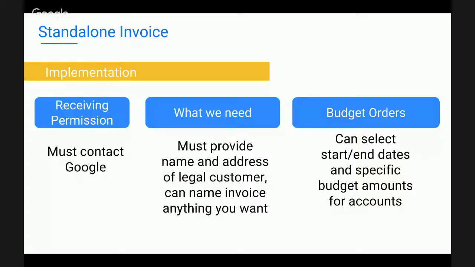And budget orders. Budget orders are roughly equated to insertion orders that you may be familiar with for billing on your agency's end. A budget order allows you to set start and end dates within an account, as well as specific budget amounts for accounts. It's important to keep in mind that this is separate from any campaign level start and end dates or campaign level budgets, which you can set as well, but this is a holistic whole account budget.